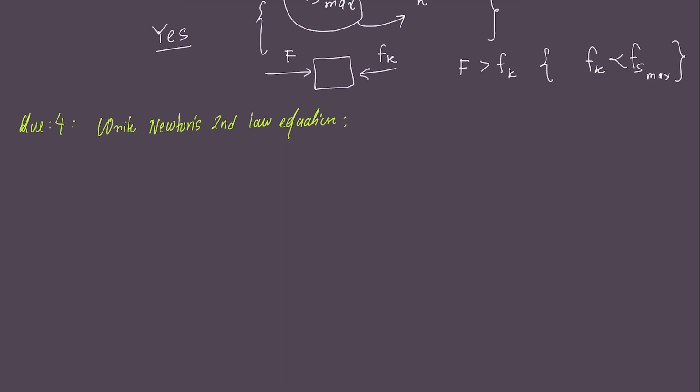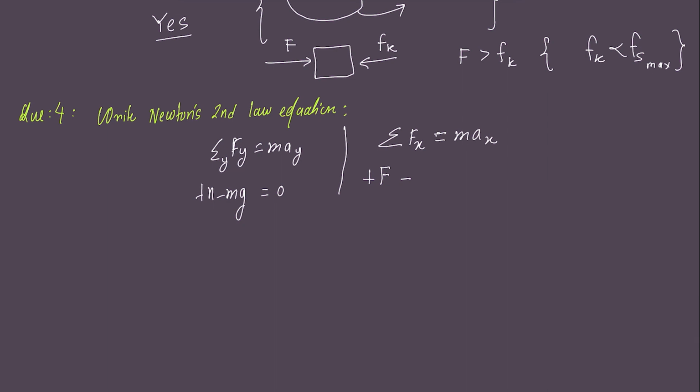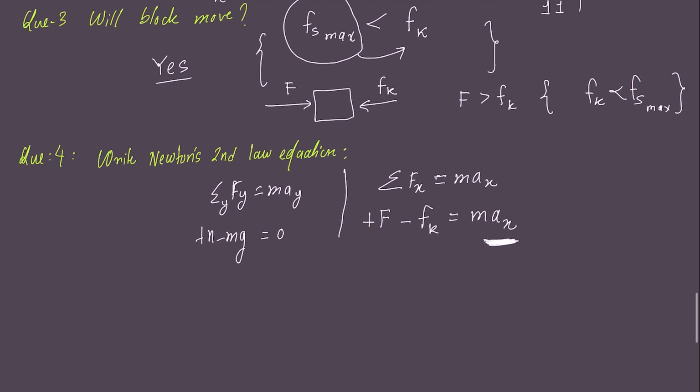Writing Newton's second law, the y direction equation is m ay, and again it's going to be just the same: plus N minus mg equals 0. But here there will be a change in the x equation. In the x equation, you've got this force in the plus x direction, so you write plus F. And because you have kinetic friction and not static friction, you write minus fk equals m ax. This time, the right hand side is not equal to 0 because things are moving, so there is some acceleration.